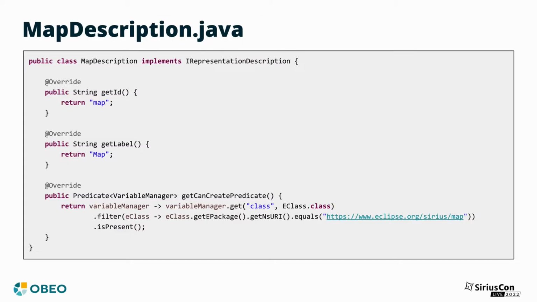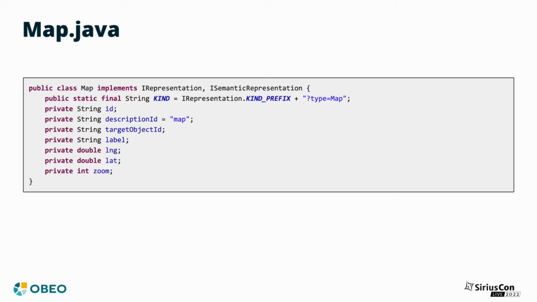Now I want to add support for the map representation. I need to provide a description which needs at least an identifier and a label. I also need to provide a predicate telling Sirius components when instances of this representation can be created. Here I want to restrict this map representation to objects of my metamodel. I don't want to create this representation on any object in Sirius Web.